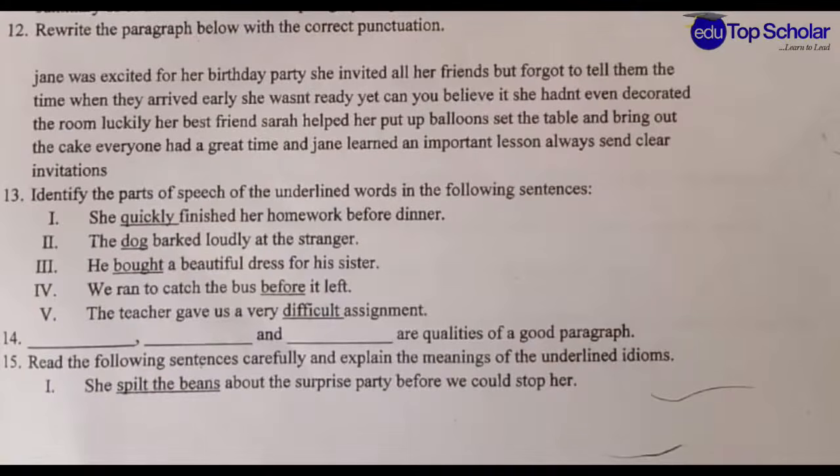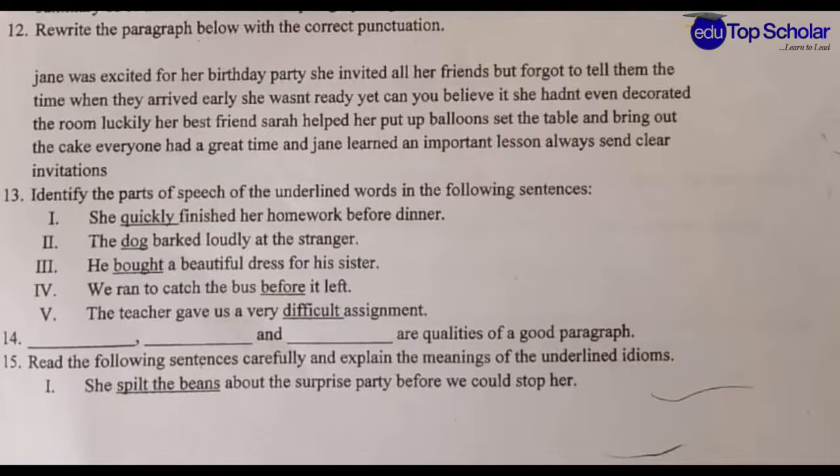Then number 2, there must be clarity. Another feature of a paragraph is clarity. A paragraph must be clear. The points you are trying to make in a paragraph must be clear. That is clarity. We have coherence, clarity, then brevity. A paragraph must be as brief as possible. So that is brevity. It must be brief.